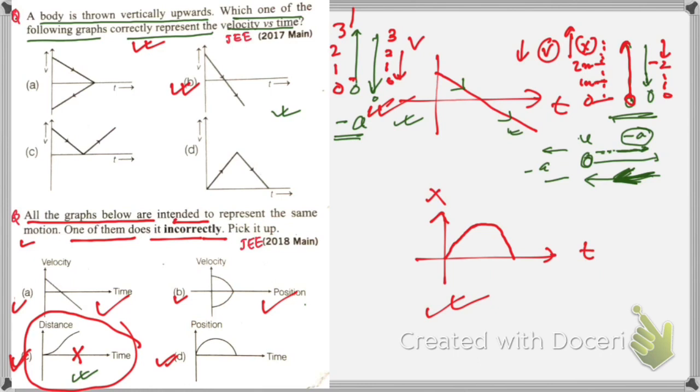So same by these three graphs, A, B and D, the same kind of motion is represented by these three graphs. Only the odd one is the C, graph C. So that's why our answer should be C. So hope you have understood this. Now let's move on to next question.